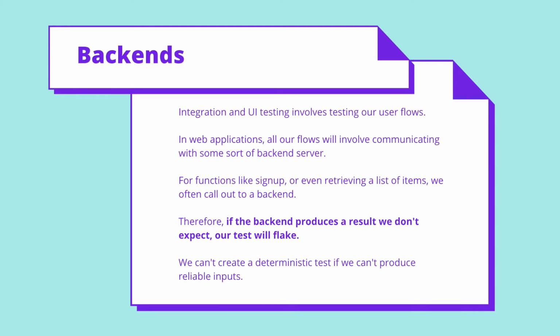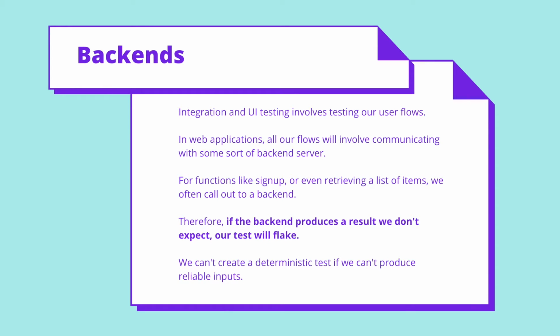component beyond our control, our backends. Many of our user flows will involve communicating over the network with some sort of backend server. So if the backend server produces a result we don't expect, our test might flake. Or if it takes longer than expected, the test might flake as well.